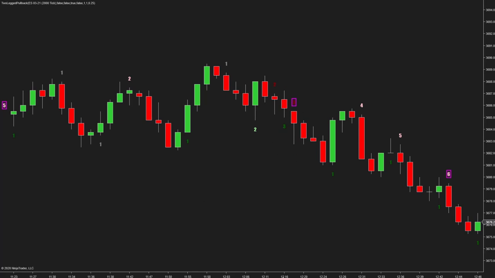This is extremely helpful, especially when you want to identify two-legged pullbacks. In order to find two-legged pullbacks, you need to learn how to count legs, because you need to know when there are 2 bull legs or 2 bear legs in order to find second entries with the dark red and dark green numbers.